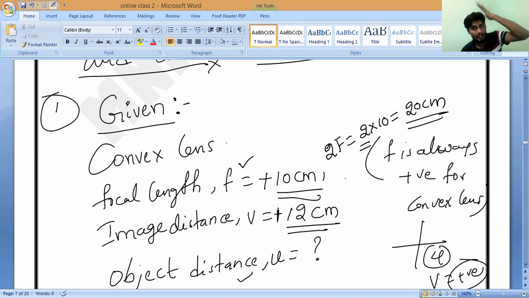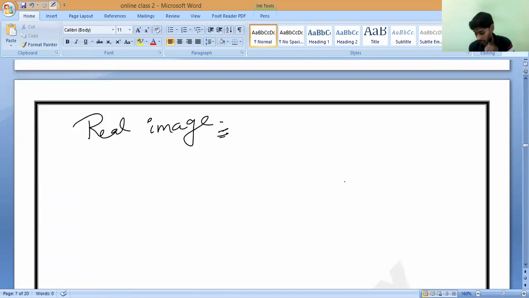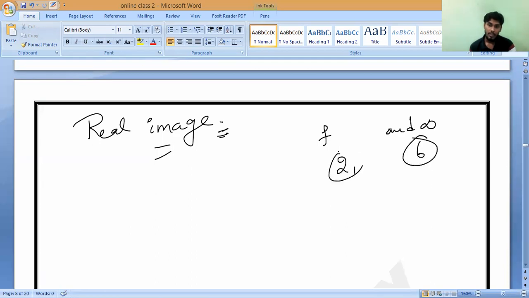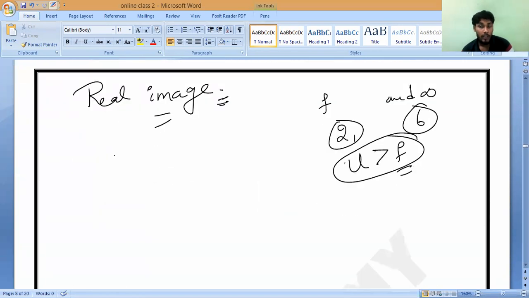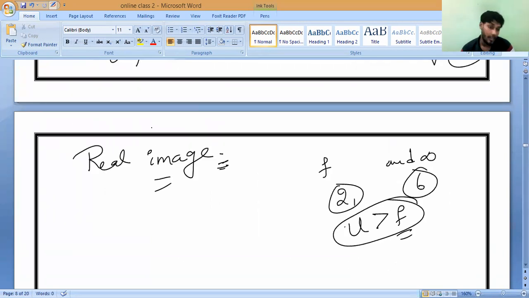When you place the object, we have 6 characteristics, correct? If you want to get a real image, where should the object be placed? Between f and infinity, yes or no? From case number 2 to case number 6, correct? The object distance must be greater than f. F equals how much here? 10 centimeter. So object distance is greater than 10. That I can guess.